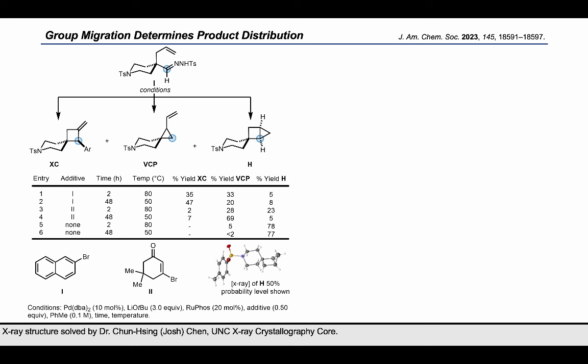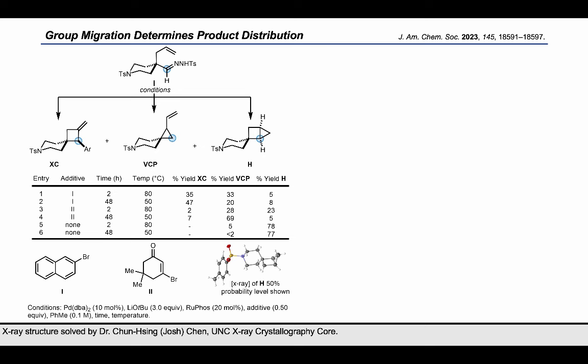presumably due to slow group migration from palladium into the carbene. When we don't include a vinyl or aryl bromide, instead of CH insertion, we see high selectivity for the direct cyclopropanation of the pendant alkene to afford 2.1.0 bicyclopentanes, which we confirmed the structure of through single crystal X-ray crystallography.